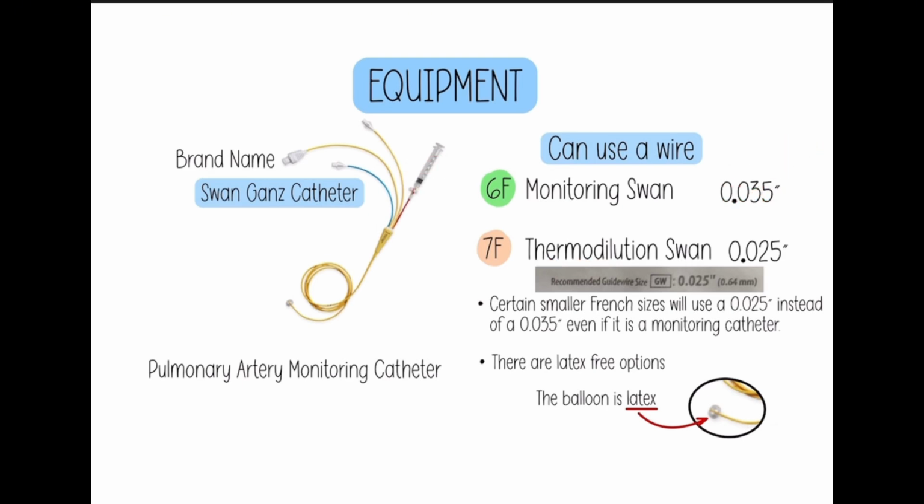Another important thing to note is, yes, there is a balloon here. The balloon is made of latex. So people with very severe latex allergies, you can swap it out for a latex-free Swan if you have that available in your hospital. The only thing to pay attention to when you are prepping the balloon is the latex-free Swan balloons are a little more fragile. So you want to be very careful not to overinflate those because you can pop them very easily.